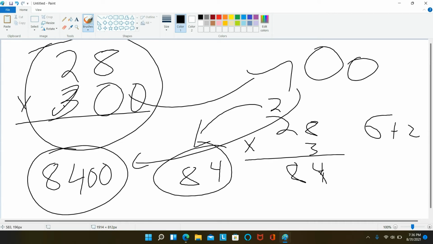So as many zeros as there are, you can just cancel them out of the equation and put them towards the very end. Now, however, if this is a decimal, let's say it's like 8.42.